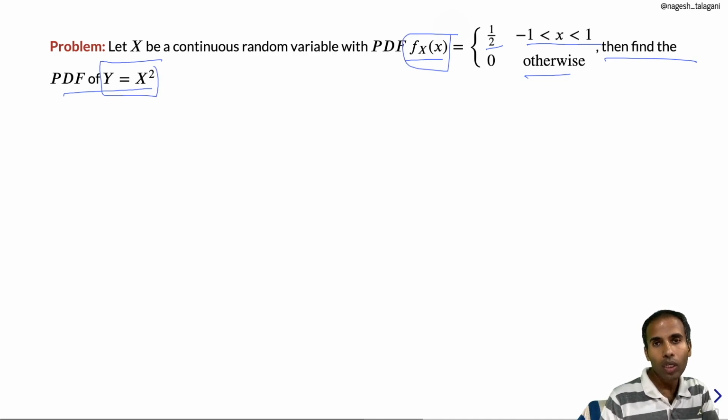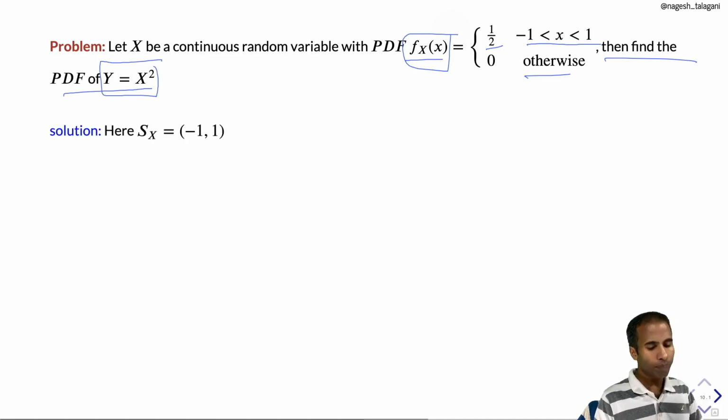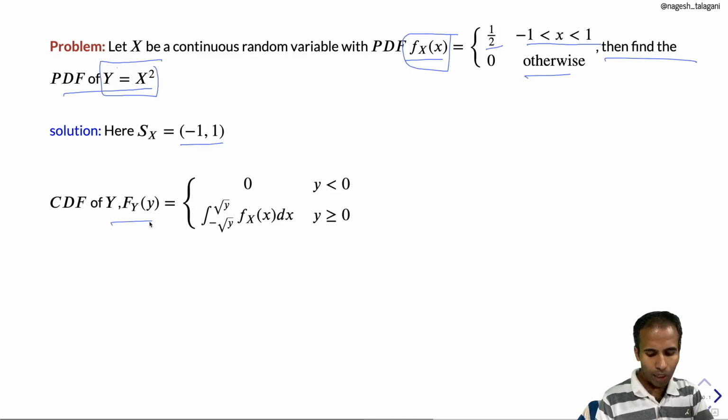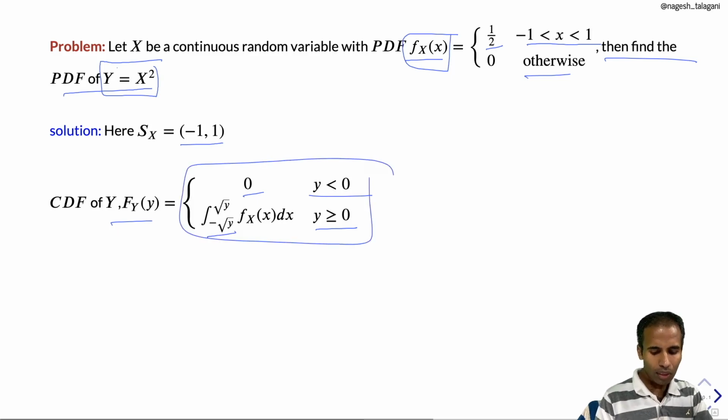Okay. So now again we are going to find first CDF of y, but this time we will use PDF of x. Then we will differentiate CDF of y to get the PDF of y. First of all, the support of x is, we can see, interval minus 1 to 1. For the transformation y equal to x square, the CDF of y in terms of PDF of x is this. Fy of y equal to 0 for y less than 0. For y greater than or equal to 0, integral of the PDF from minus root y to root y. Okay. This is the CDF of y.